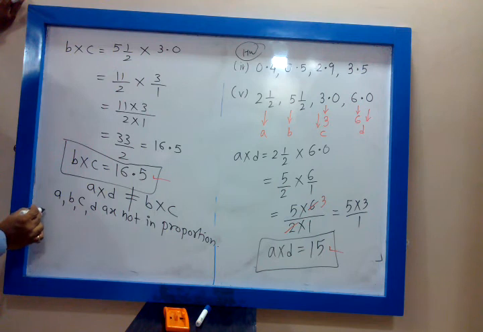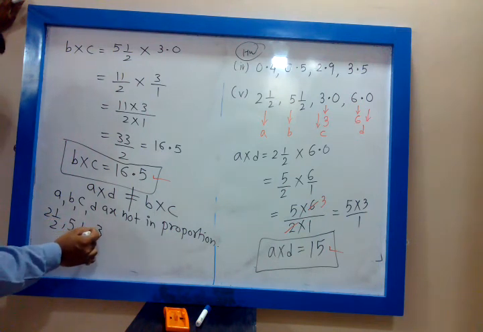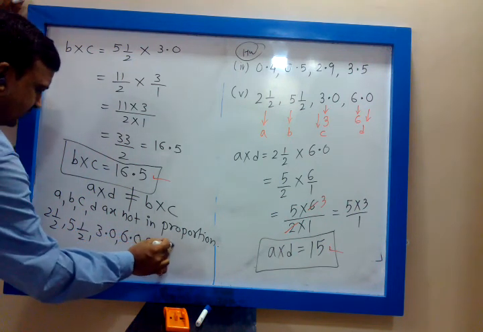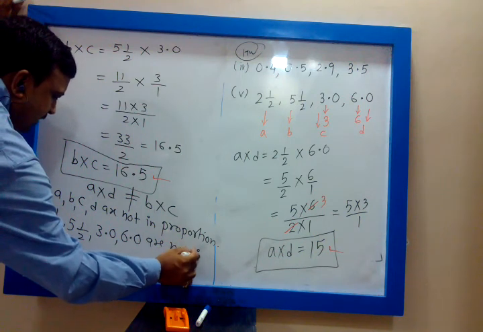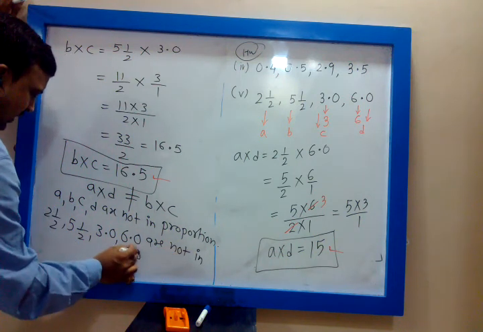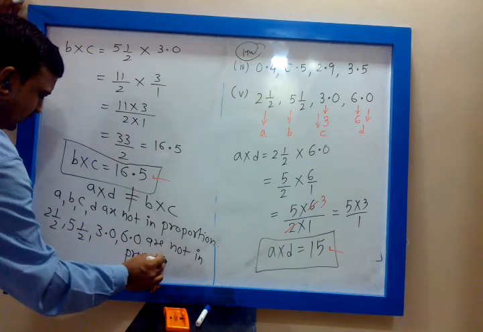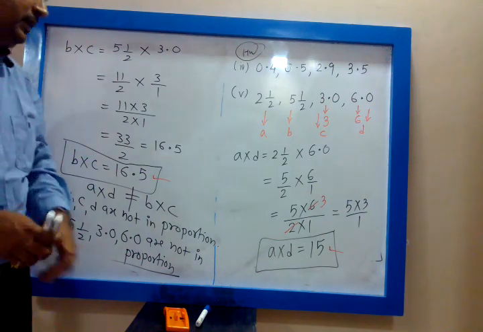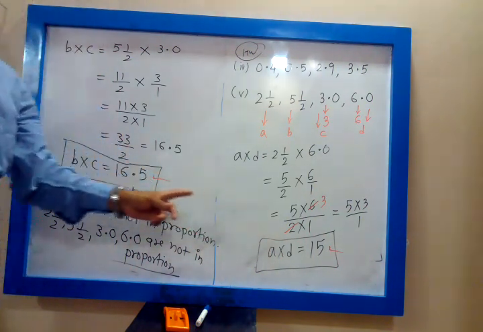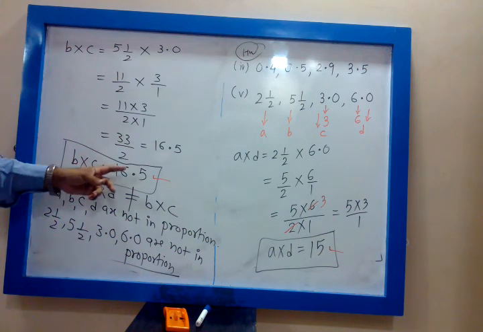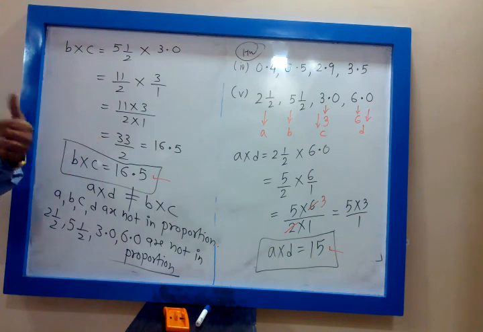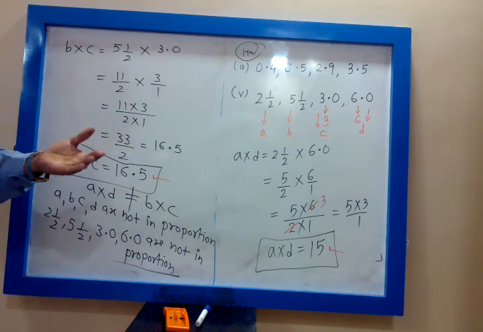So that means 2 is to 1 by 2, 5 is to 1 by 2, 3.0 and 6.0 are not in proportion. Are not equal? No. Are not in proportion. Because we have verified in this case the product of extreme is 15 and the product of means is 16.5. 15 and 16.5 are not equal. So product of extreme is not equal to product of means. Therefore they are not in proportion.